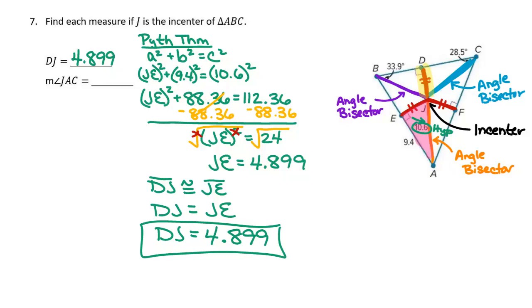So this is where we left off. We had found segment DJ. We still need to find the measurement of angle JAC.